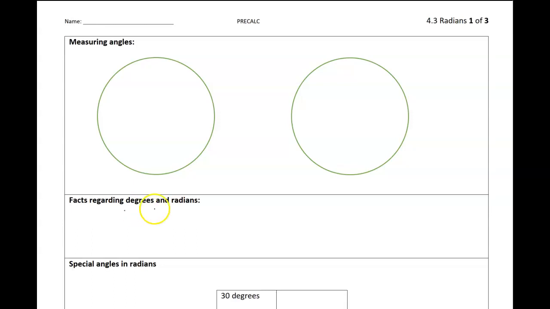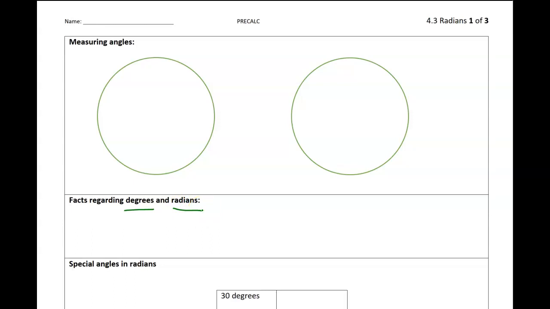So we've been working in degrees, right? And that's something that you're familiar with. You talk about degrees sometimes in real life too, particularly if you're doing carpentry or something like that, you might use degrees. But we are introducing radians, which is just another unit of measure.